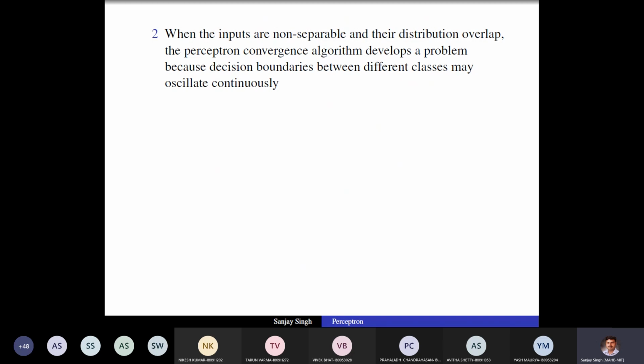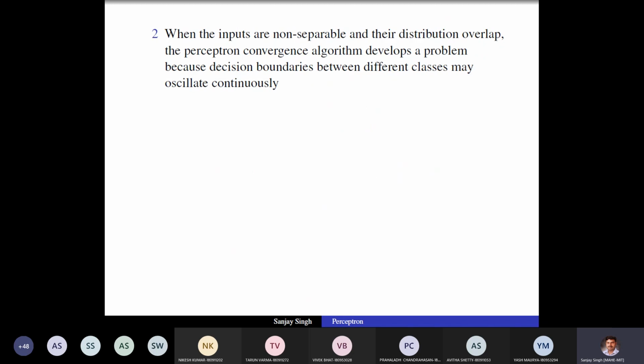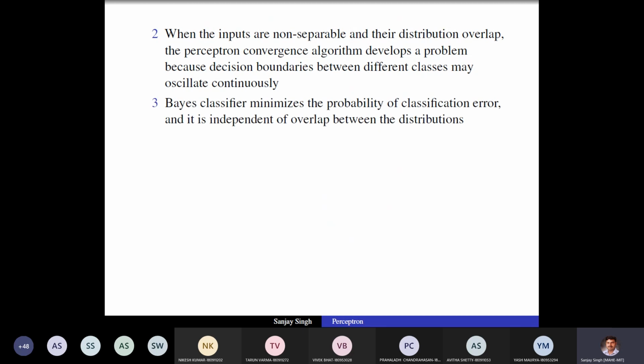But when the inputs are non-separable and their distributions overlap, the perceptron convergence algorithm develops a problem, because the decision boundary between the two different classes may oscillate continuously. It keeps on coming here and there, and there is no idea what is happening. So oscillations happen. That's why if they are not separable, we cannot go ahead with the perceptron. It is not a good idea.